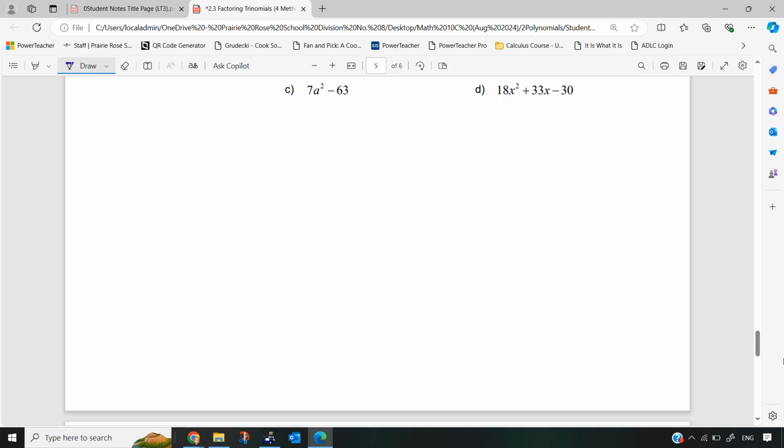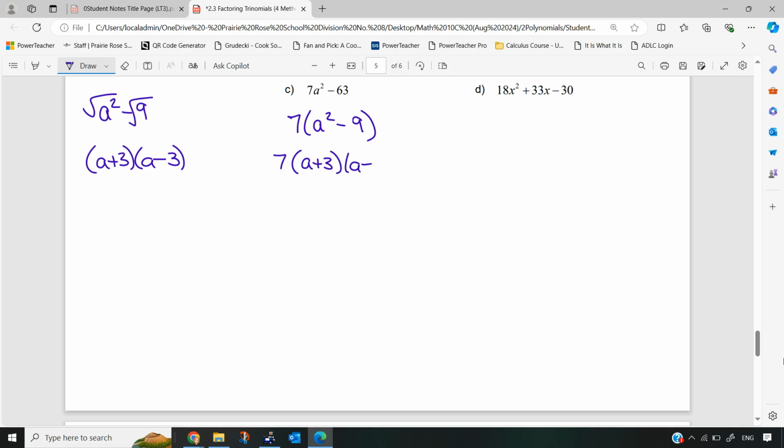Look at C. Your instinct might be to say, hey, this is a difference of squares. I've got two terms, I've got a subtraction sign, but both terms are not perfect squares. However, maybe it is just in hiding. So we start by taking a look at a GCF. I'm going to pull out a 7, and that's going to leave me with a squared minus 9. Now we have a difference of squares. A squared is a perfect square, 9 is a perfect square, and we're subtracting, so we can use our shortcut. A squared minus 9 becomes a plus 3 and a minus 3. So my factors would be 7 times a plus 3 times a minus 3.